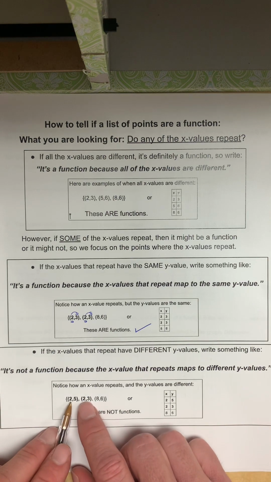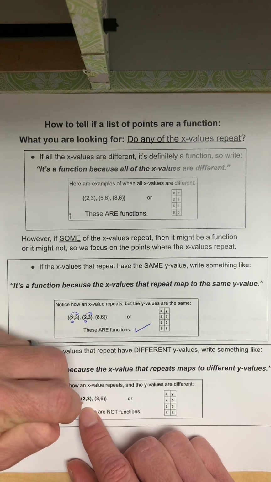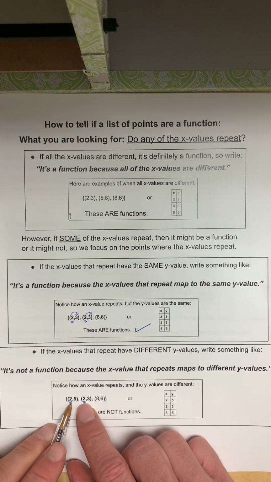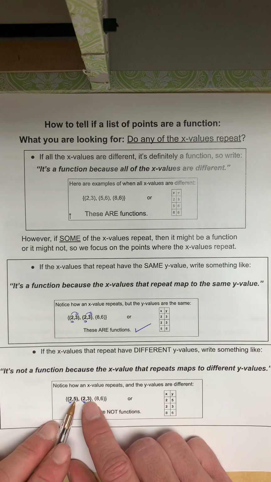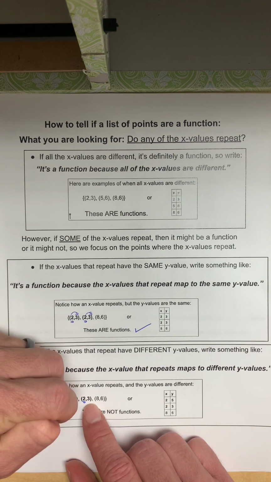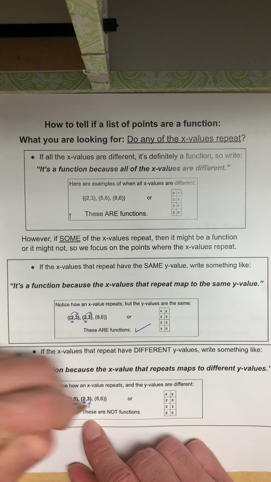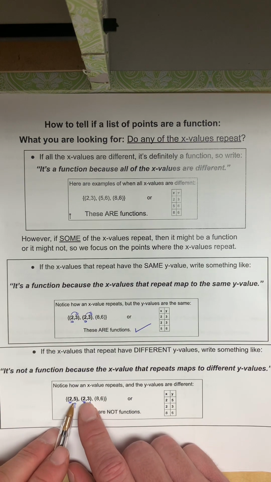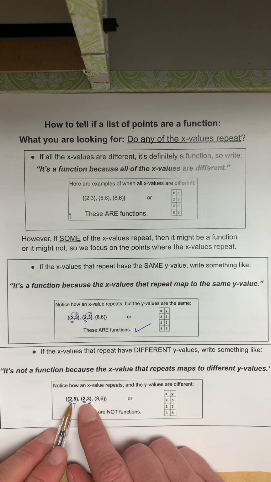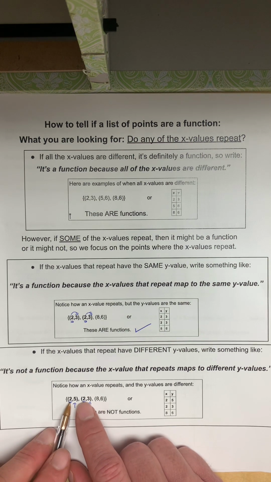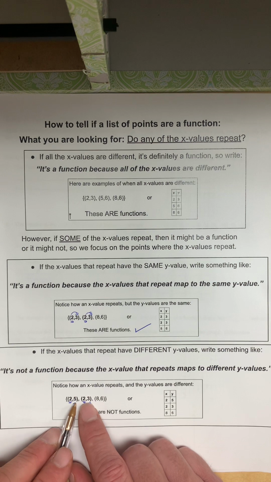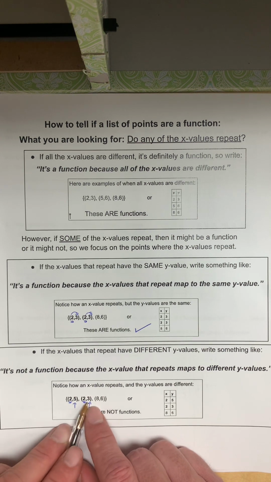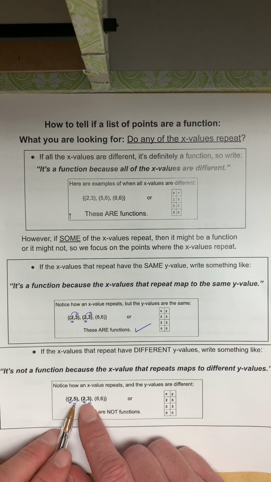And now let's look down here. Do you see how the x's repeat? But now look at what happens when we look at the y's. Do you see how the y's are different? This one's a 5, and this one's a 3. This is what it looks like when a list of points is not a function. So the x's repeated, but the y's were different, okay? This is the only situation where you have to look at it and be like, that's not a function, okay?